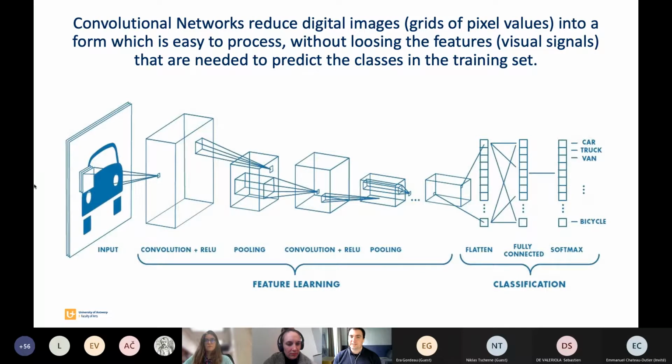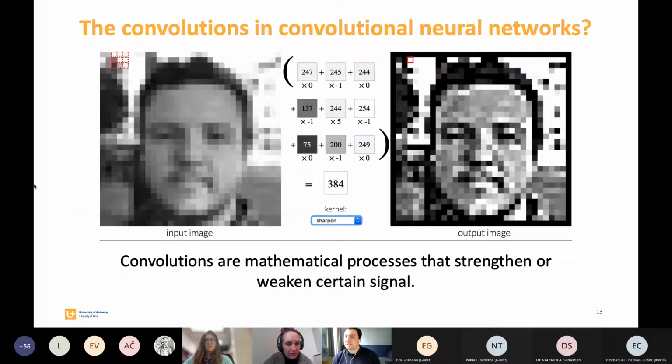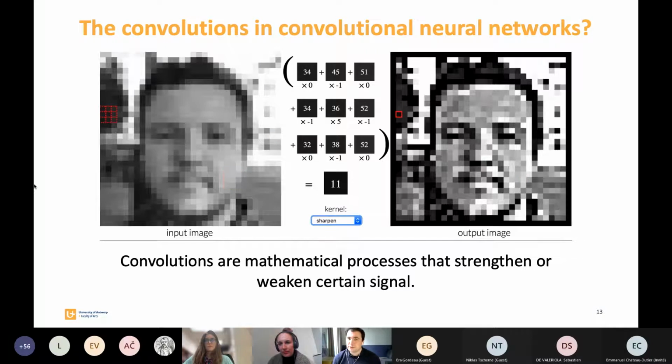All right. So how does a convolutional neural network do this? And I think the term convolution is of course central here. As you can see happening on the slide, a convolution is basically a small square or kernel going over an image, and it changes the pixel value in the middle of the kernel based on the pixel values surrounding it. A convolution therefore basically strengthens or weakens certain signals in an image.